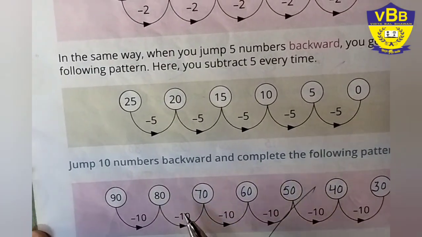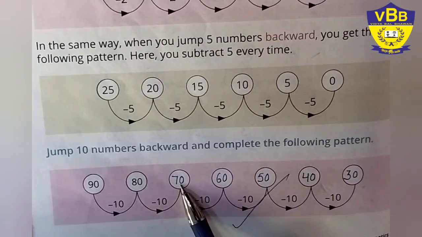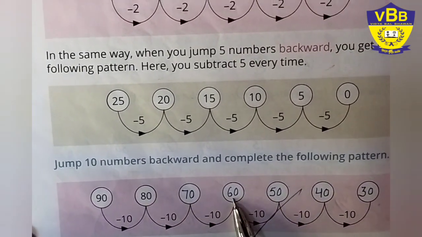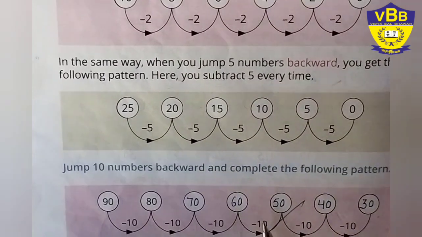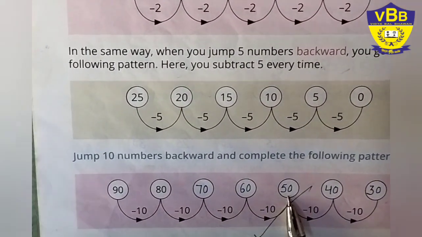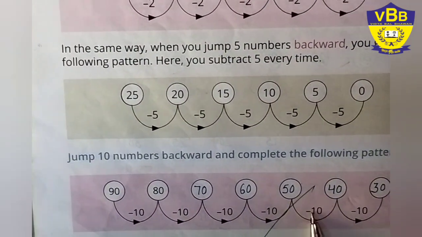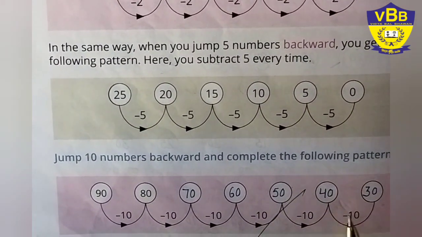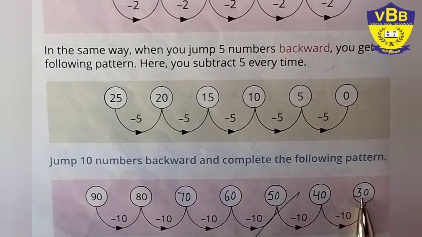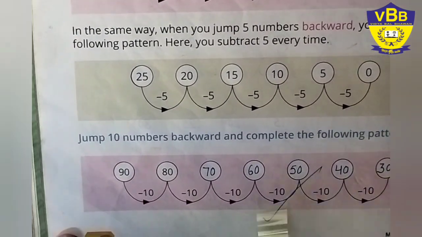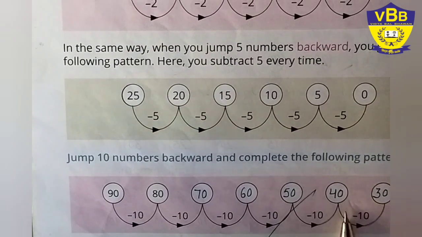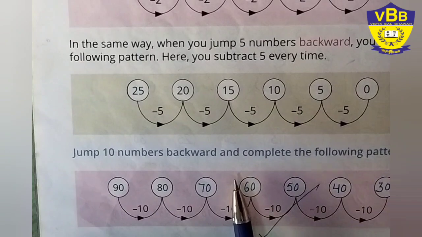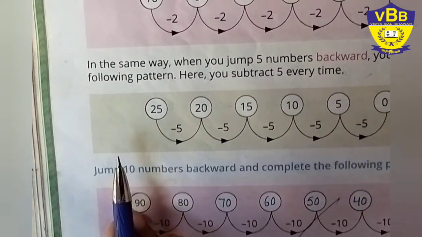When we subtract 10 from 80, we will get 70. When we subtract 10 from 70, we will get 60. When we subtract 10 from 60, we will get 50. When we subtract 10 from 50, we will get 40. And when we subtract 10 from 40, it will be 30. This is the backward numbers pattern or decreasing pattern. Every time you have to take backward jumps.